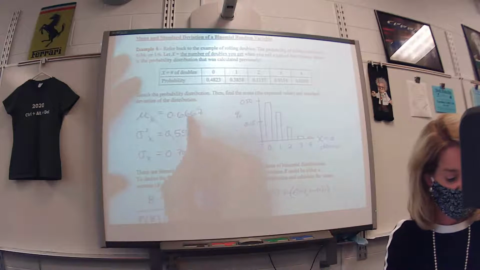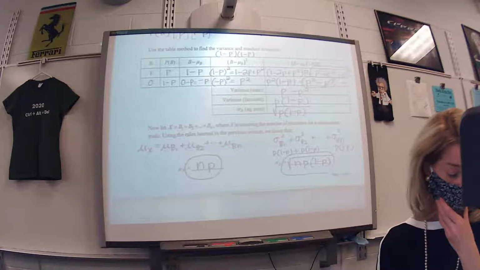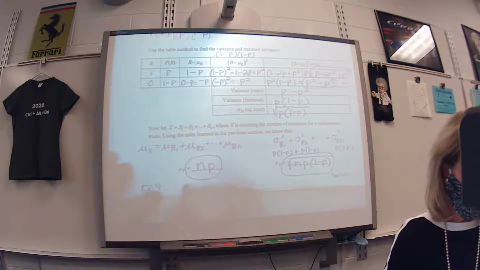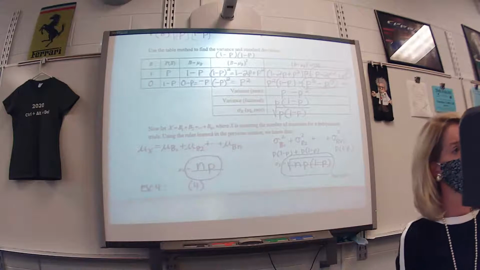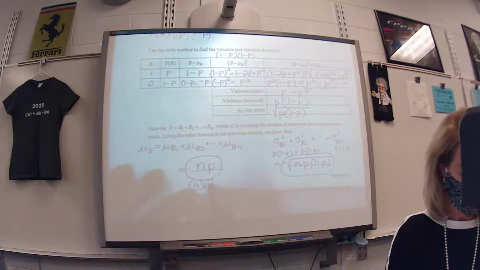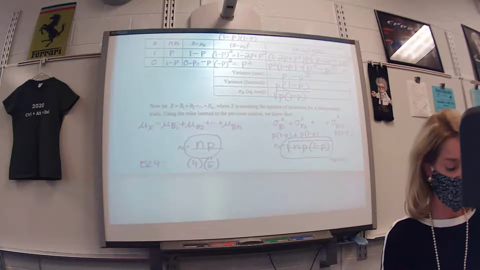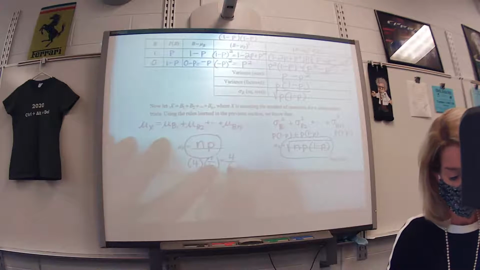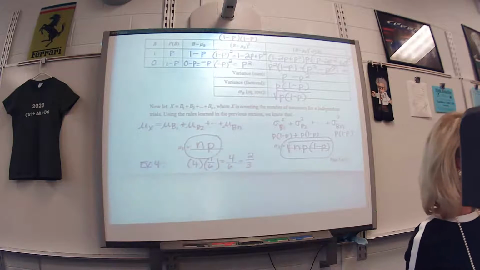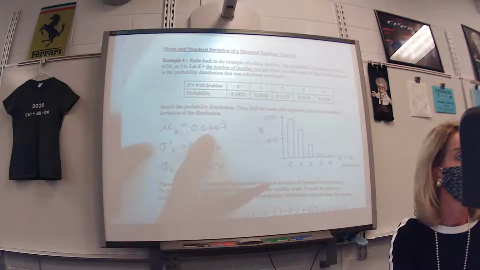let's say I haven't figured that out yet. I come down here and say, okay, for example 4, I'm rolling the dice 4 times. I know that the probability of success is 1 out of 6. 4 times 1/6 is 4/6, which reduces to, which as a decimal is, done.